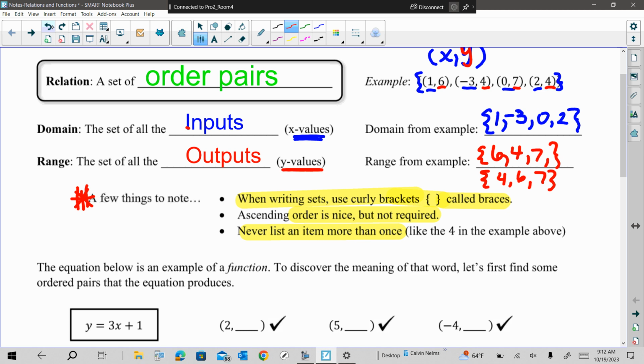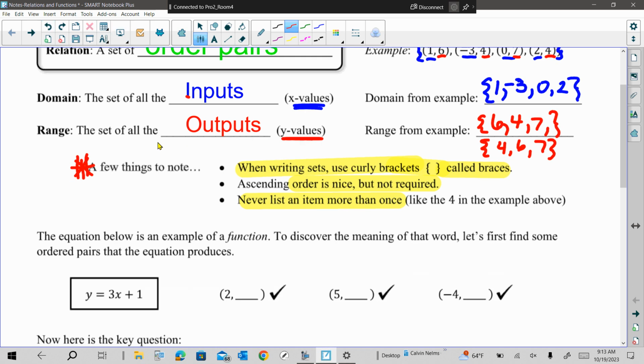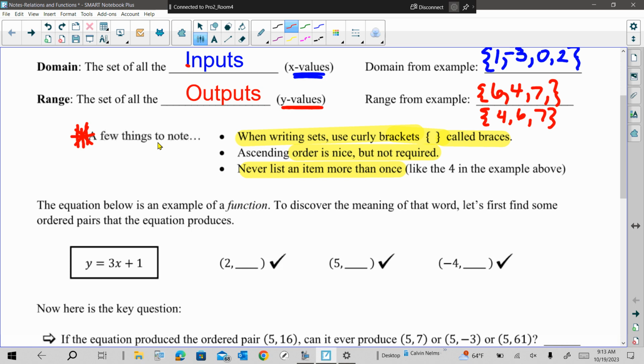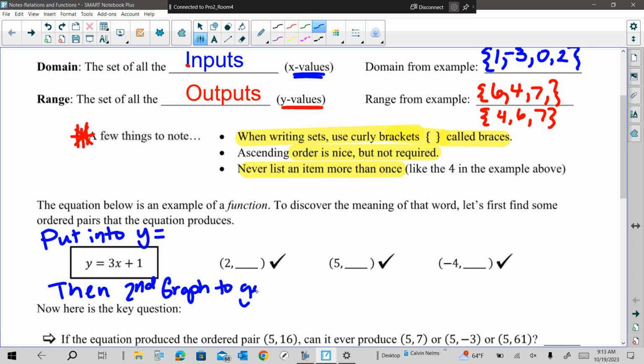All right, so get a calculator in your hand. The equation below is an example of a function, okay? Whenever I see any function notation or equation, we're going to put it into y equals. Then you're going to hit second graph to get to table.